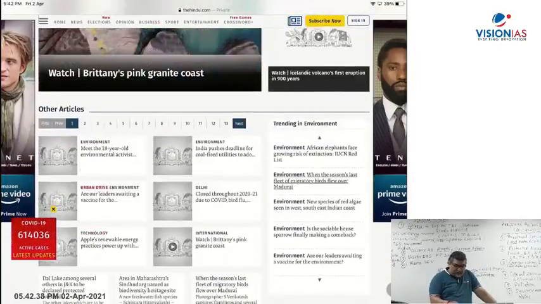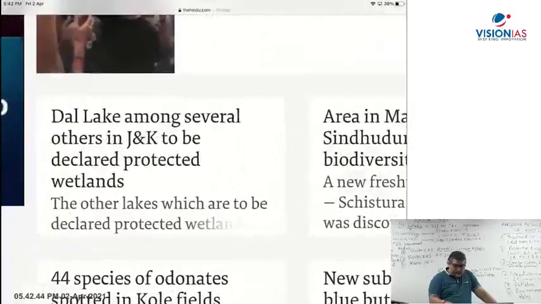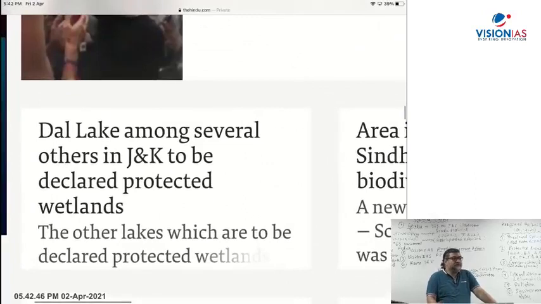You have an environment part here. You'll come across, now look here, "Dal Lake among several others in Jammu and Kashmir to be declared protected wetlands." So what have you found in the keyword? Wetlands. So what comes first? What is a wetland? What are the types of wetlands?